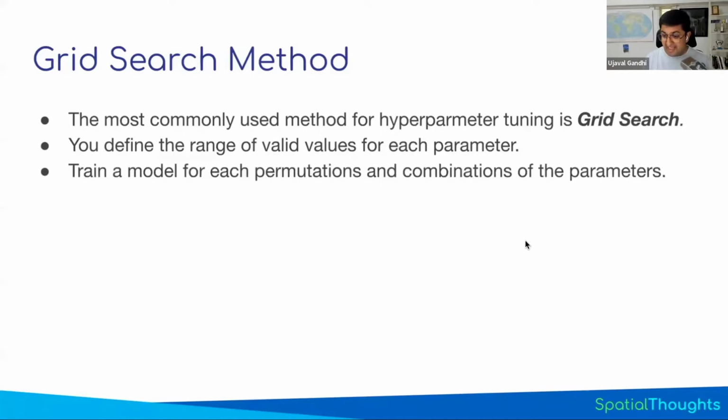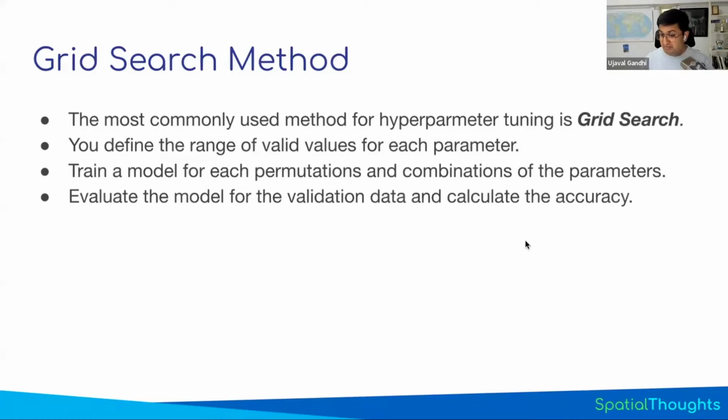There's another parameter called bag fraction. How many of the training samples you want to use for training, randomly selected for each tree. So if you have 1,000 samples, you want to use 500 samples for each tree or 100 samples. That value is from 0.1 to 0.9. Well, we'll try every value between those.